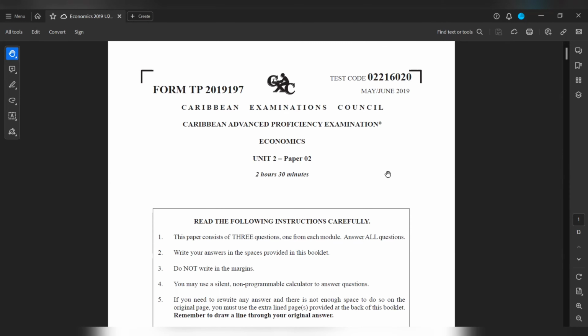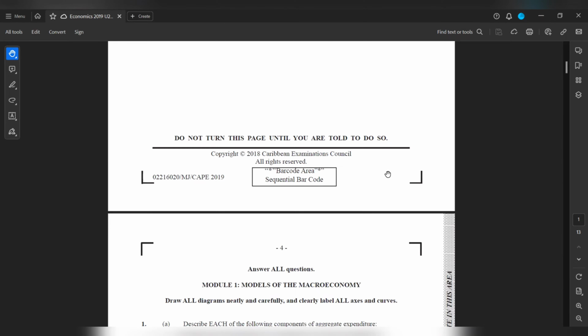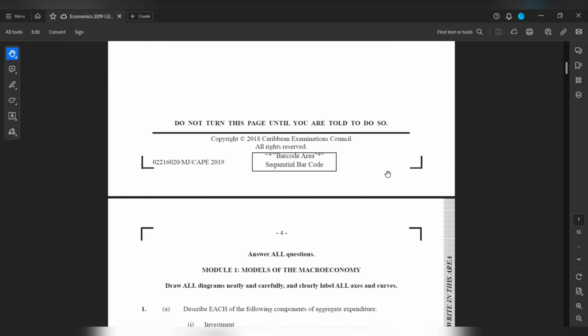Let's get into it. Module 1, Models of the Macroeconomy. 1A, describe each of the following components of aggregate expenditure: investment.